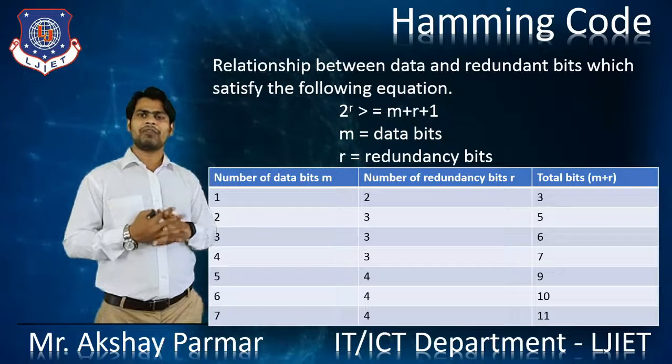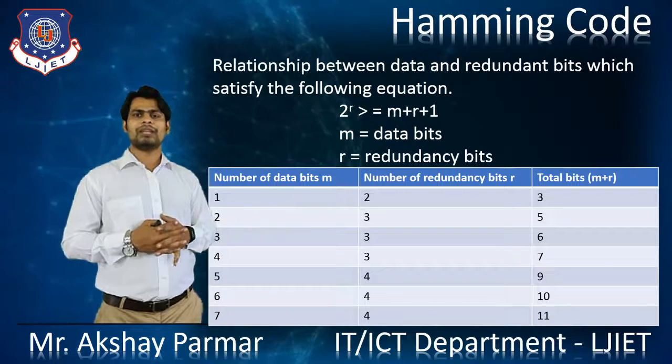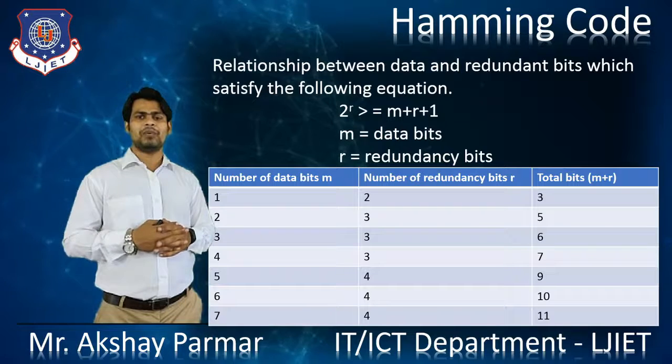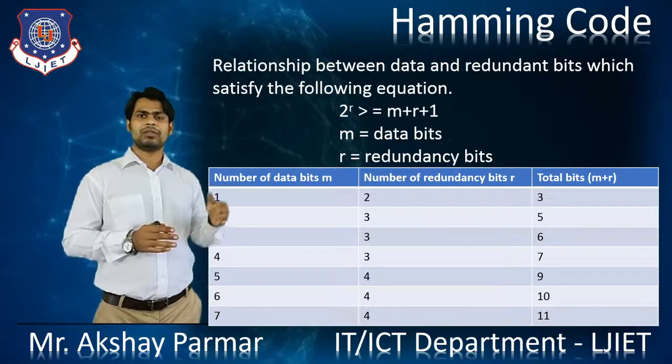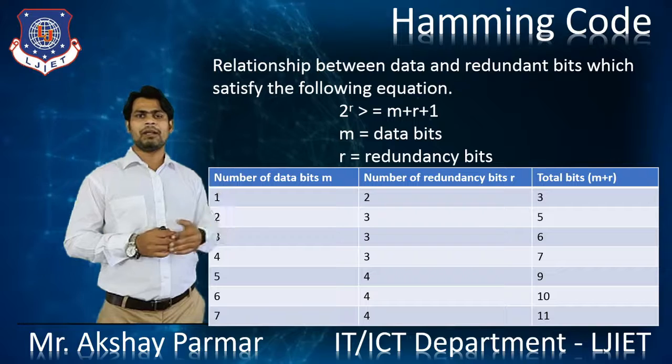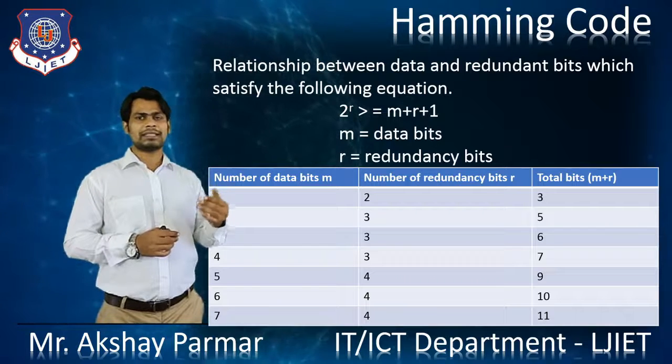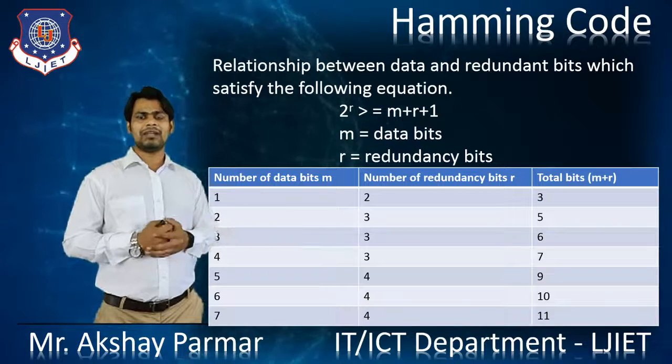But what if the number of data bits is 5? We can select the redundant bits as 4, right? So 5 plus 4 is equal to 9, plus 1 is equal to 10. So 2 raised to 4 is equal to 16. So it is satisfying the condition.